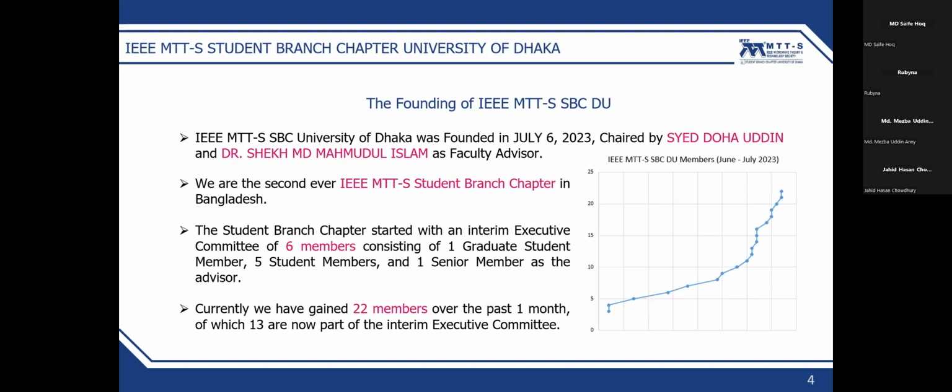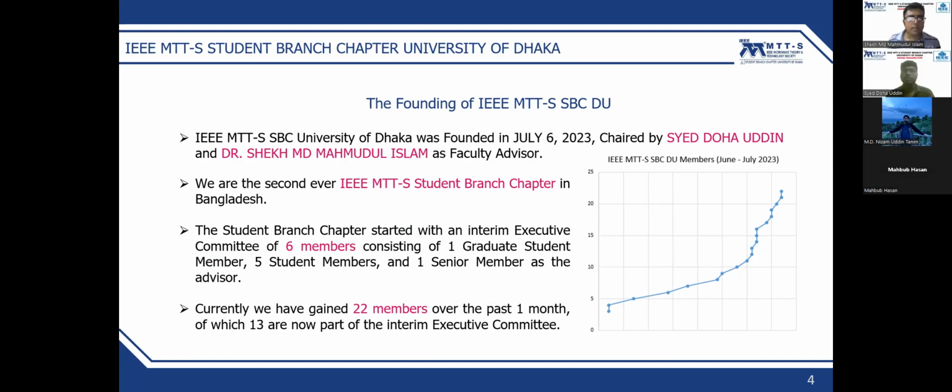Now, I'd like to talk a bit about how our student chapter was founded. With encouragement from our faculty advisor, Dr. Mahmoodul Islam, I, the chair, filed a petition. The petition was signed by only 6 members who were part of the Microwave Theory and Technology Society at that time. After it was granted on the 6th of July, we started our activities with 1 graduate student and 5 student members in our committee. We also had Sheikh Mahmoodul Islam as a senior member and our faculty advisor. Currently, we have gained 22 members over the past month, and of them, 13 are now part of the executive committee. We hope to increase these numbers in the upcoming months as well.